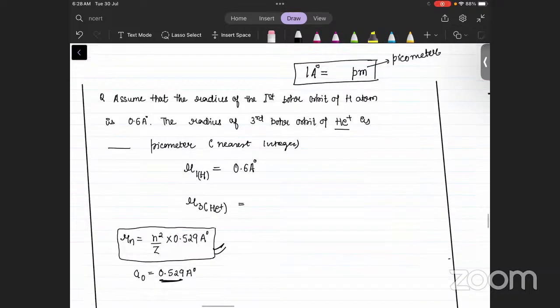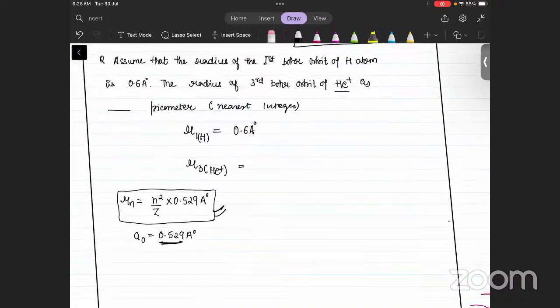By that time, all of you calculate this. So R3 will be, so n square, this is 3 square. And what is the atomic number of helium? Quickly tell me in the chat. 2. Yes. And then you should come up with the answer.